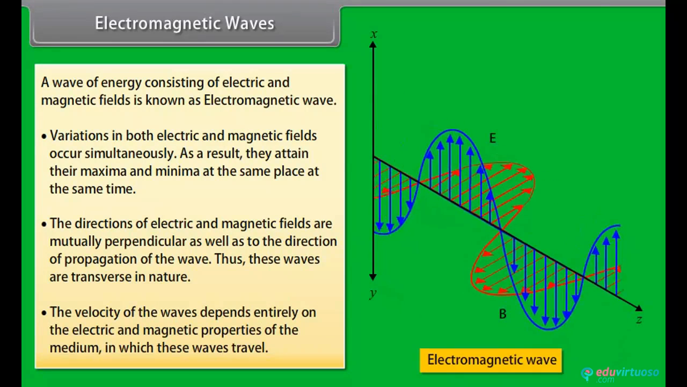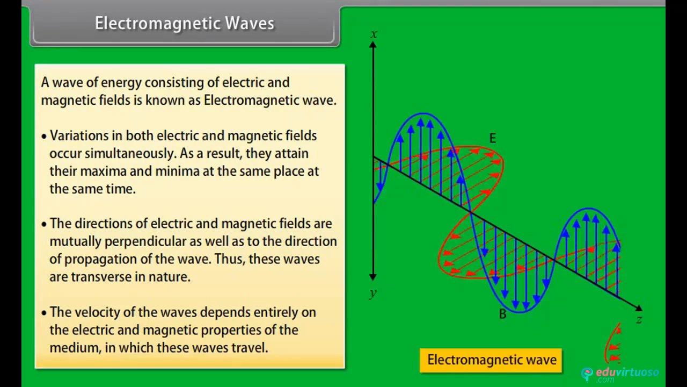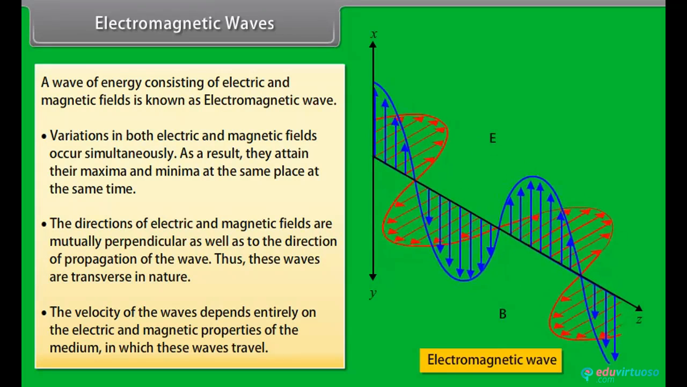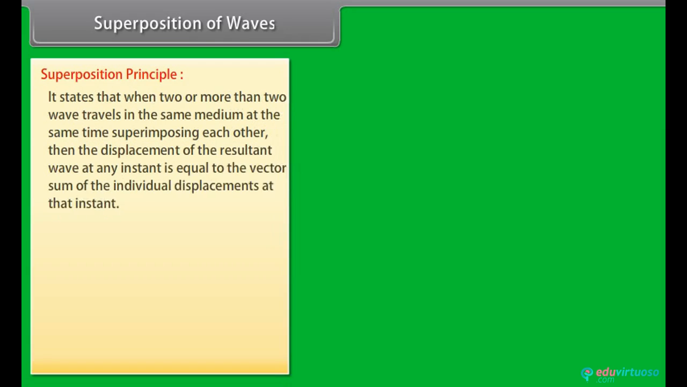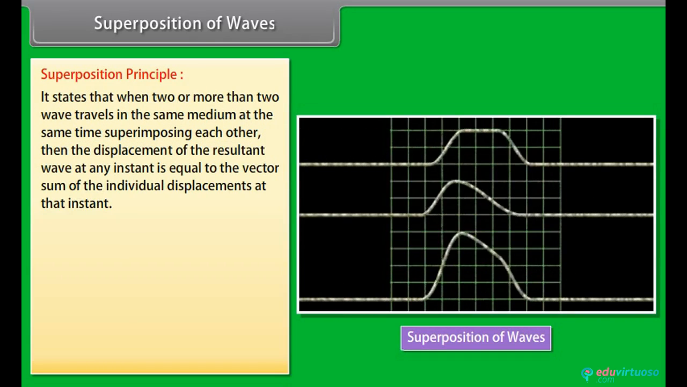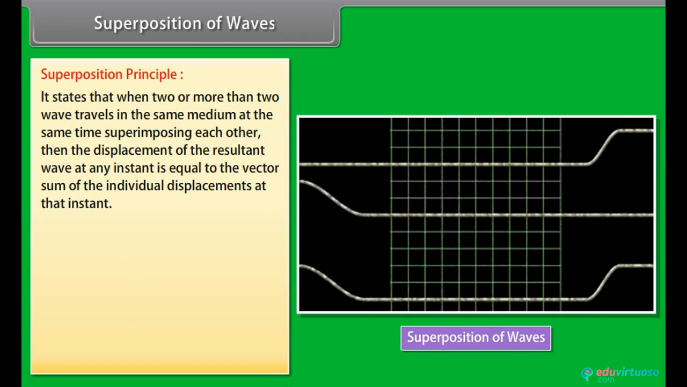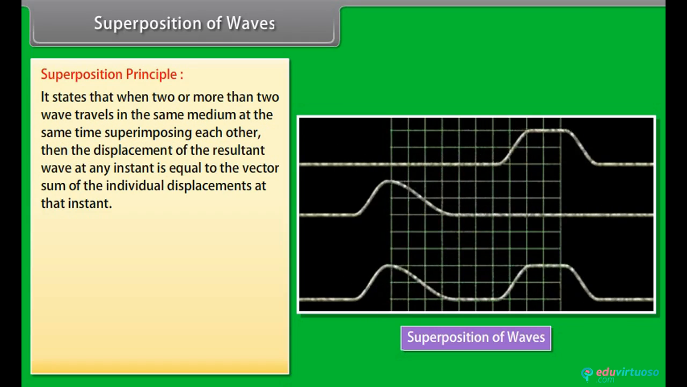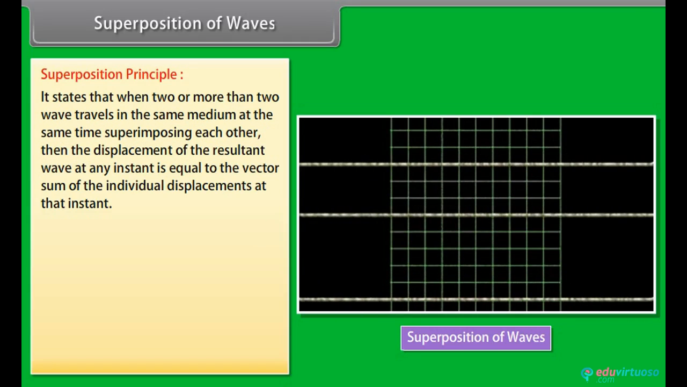The velocity of the waves depends entirely on the electric and magnetic properties of the medium in which these waves travel. Superposition of waves. The principle of superposition states that when two or more waves travel in the same medium at the same time, superimposing each other, then the displacement of the resultant wave at any instant is equal to the vector sum of the individual displacements at that instant.